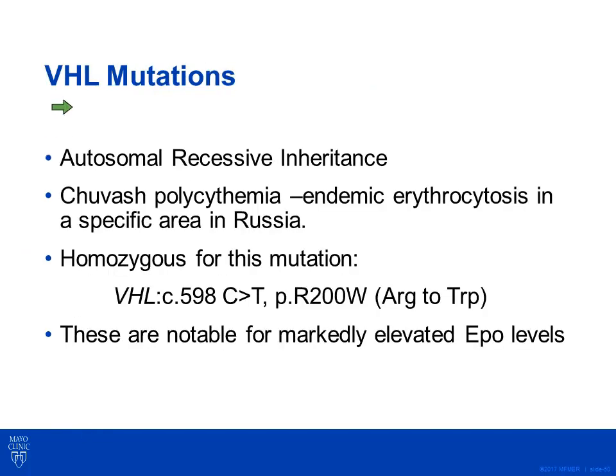And finally, VHL mutations. Conversely, this is inherited in an autosomal recessive inheritance pattern. There is a well-recognized disorder, and it's been recognized for quite some time, called Chuvash polycythemia. It's an endemic erythrocytosis in a specific area of Russia. And we now know with the advent of molecular testing that patients that have this Chuvash polycythemia are homozygous for this mutation in the VHL gene, an R200W or arginine to tryptophan mutation. These cases are notable for very markedly elevated EPO levels.